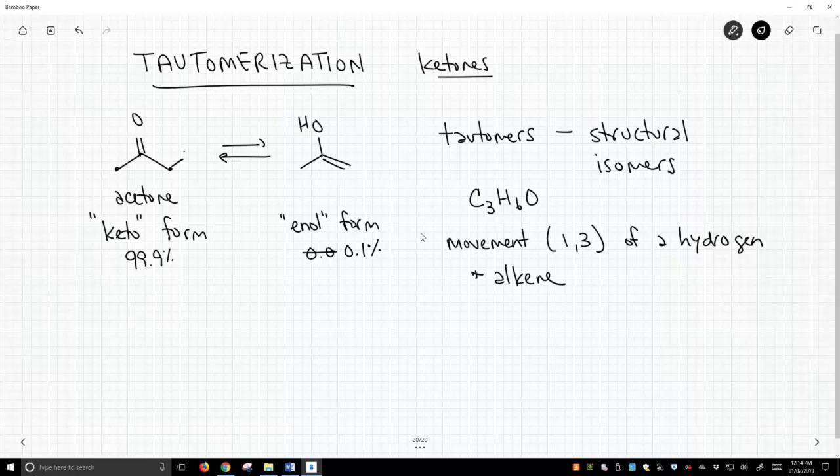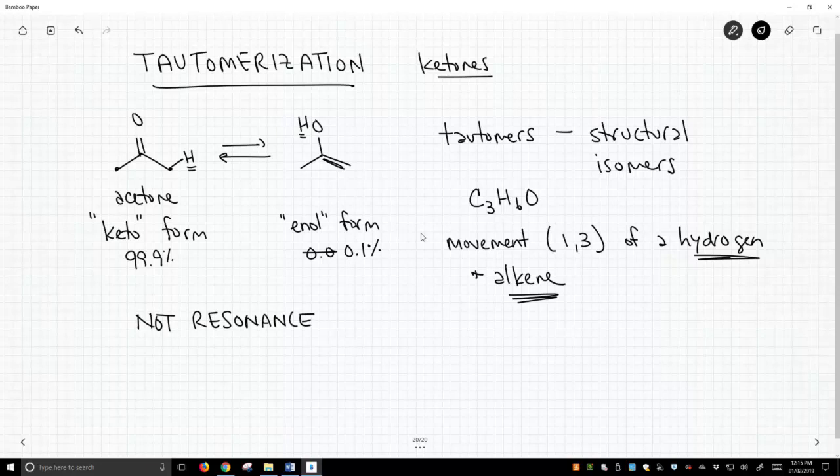So over here on acetone, we have that hydrogen. What we've done is we've moved this hydrogen over to the oxygen, and in addition to the hydrogen, we've moved the alkene over to between the carbon-carbon atoms. Whenever we move alkenes, I think it's very easy to try to make a connection to resonance. This is not resonance.